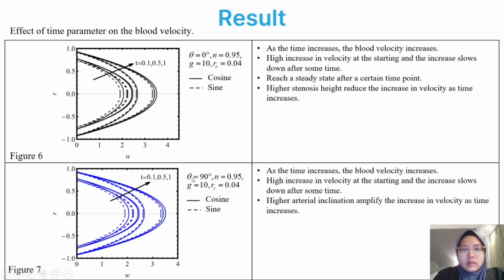Not to mention, higher stenosis height reduces the increase in velocity as time increases. When the inclination is increased to 90 degrees, as the time increases, the blood velocity also increases. We can see a high increase in velocity at the starting of the time, and then the increase slows down after some time. And higher arterial inclination amplifies the increase in velocity as time increases.